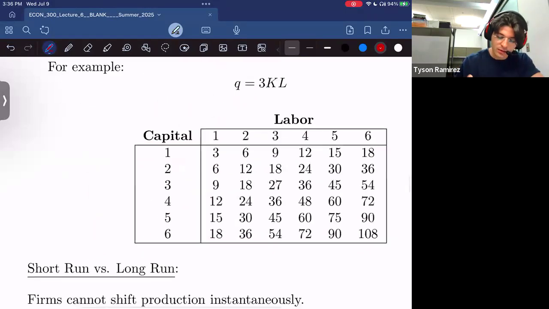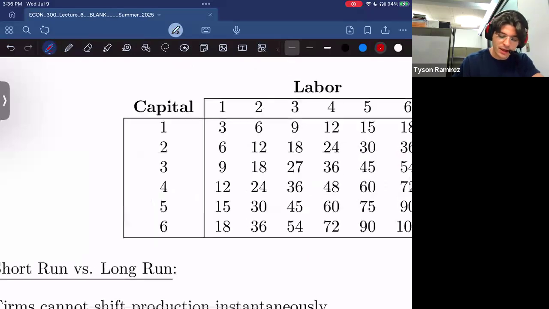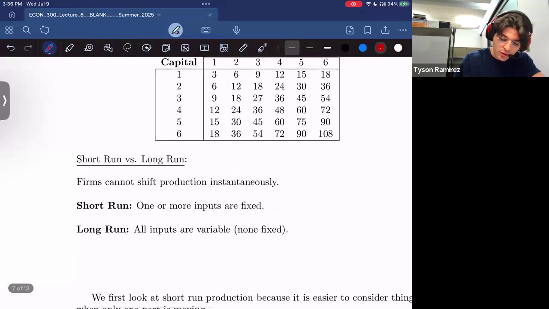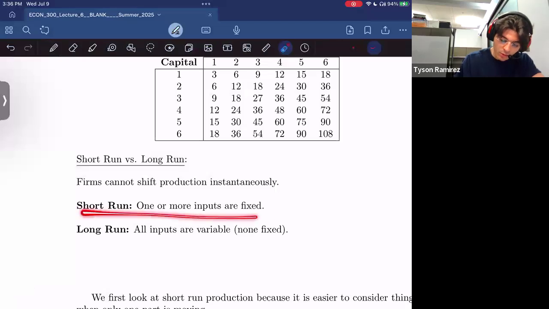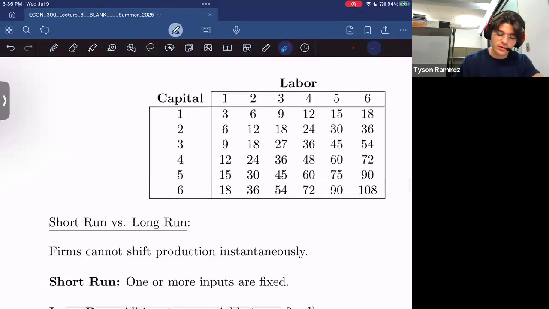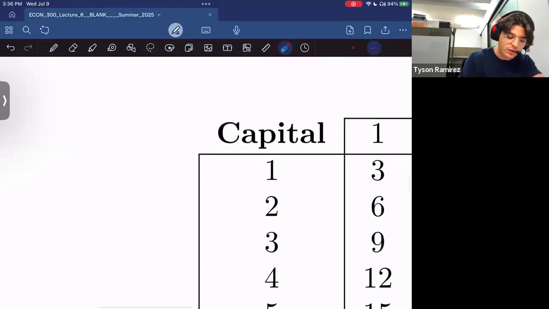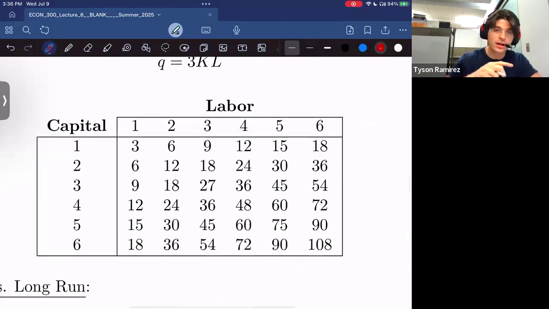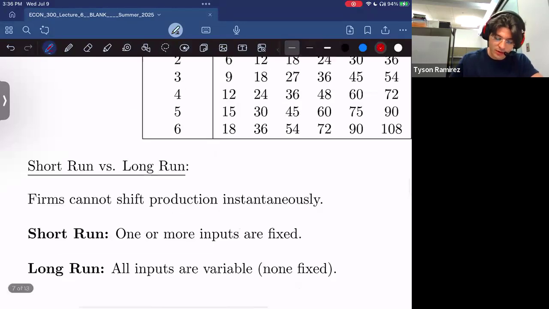The idea, why am I showing you this, is that in the short run, one or more inputs are fixed. So I think I have this later on the slide, but if I have to take a stance and say, all right, in the short run, you can only change one of these things, well, typically it's going to be capital that is fixed.